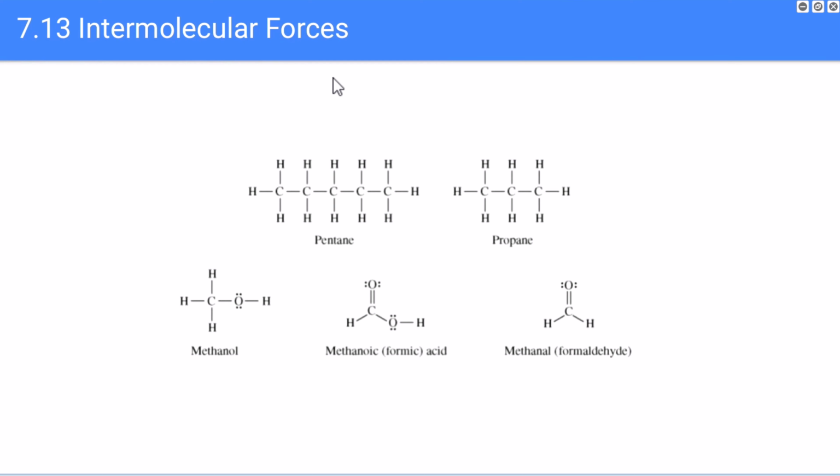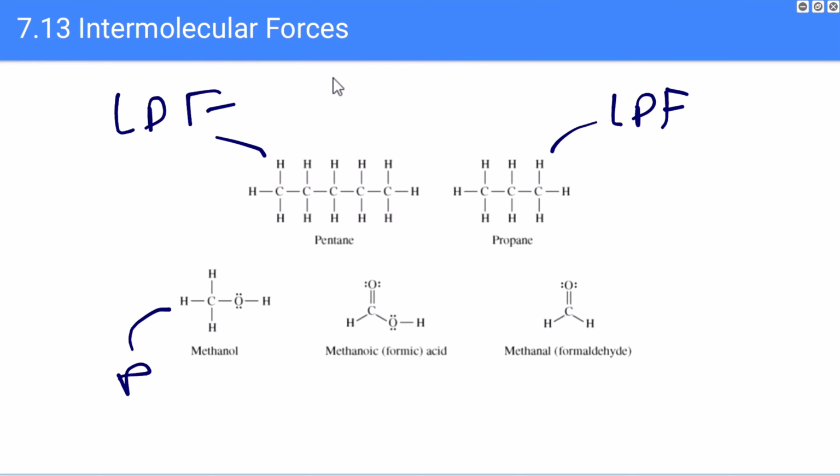But again, let's go through and figure out, and let's just compare a couple of these and see if we can figure out which are polar, which are nonpolar, which can hydrogen bond, which can't hydrogen bond, etc. So if I look at pentane and propane, they just contain carbon and hydrogen, right? So these are only going to exhibit London dispersion forces. Methanol is a polar molecule, and methanoic or formic acid is a polar molecule.